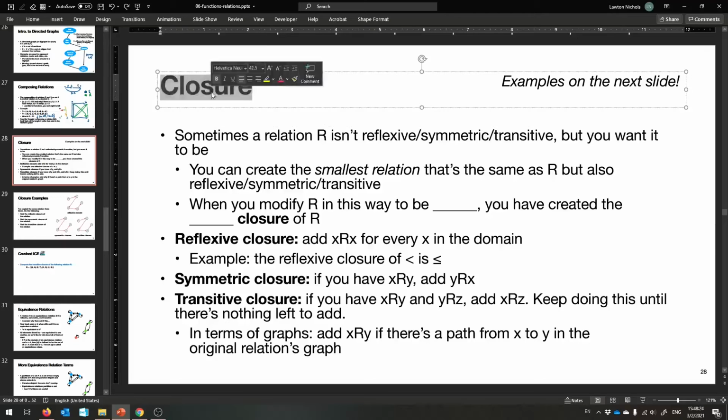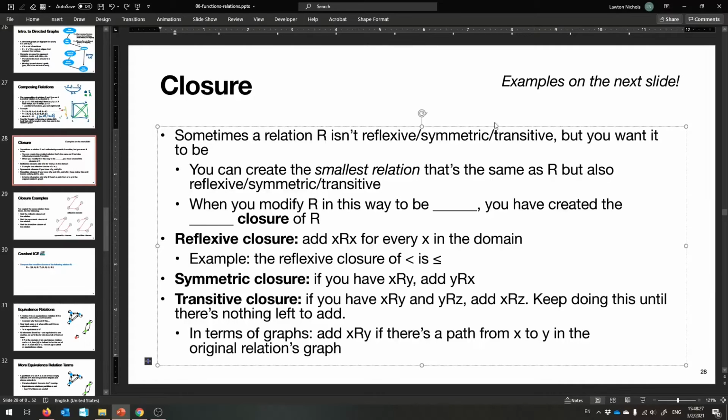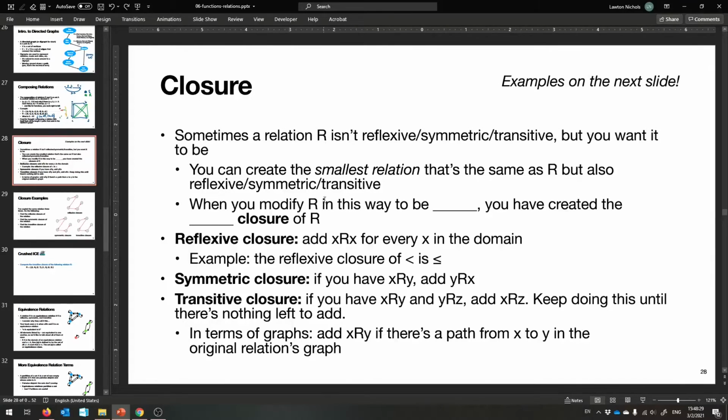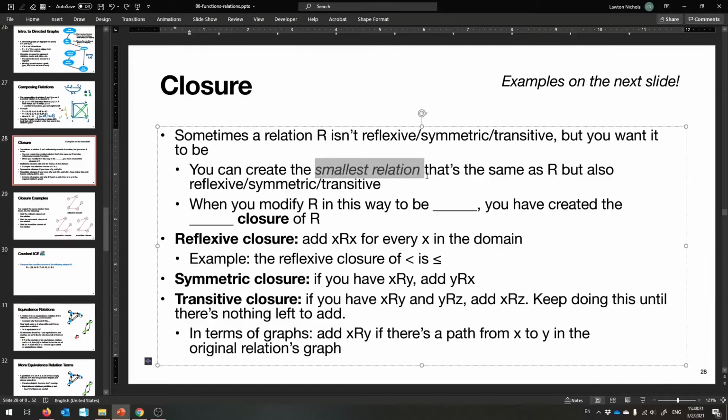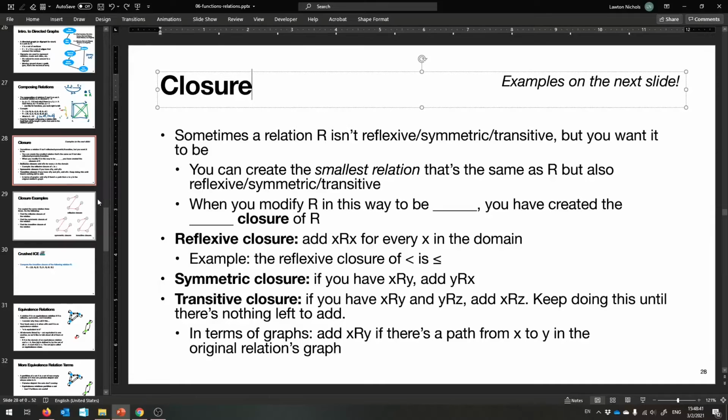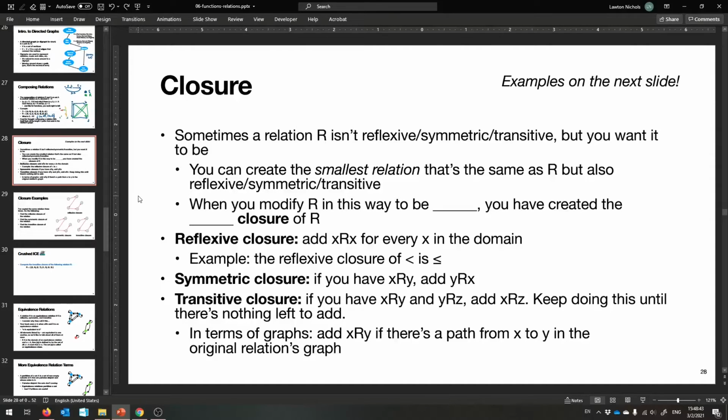So there's an idea of closure now, and I'm going to define everything on this slide and then give examples on the next. So the idea is you can create the smallest relation that's the same as your original relation R, but it also is either reflexive or symmetric or transitive or all three, depending on what you want. So now for the term, when you modify your original relation to be blank, so maybe reflexive, you have then created what's called the blank closure, the reflexive closure of R, okay? And same for symmetric and transitive.